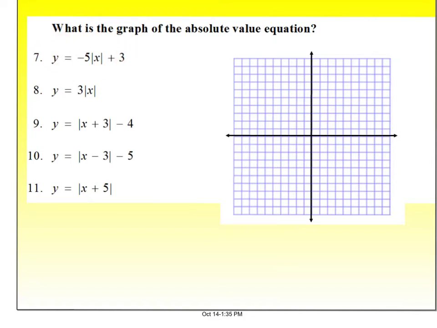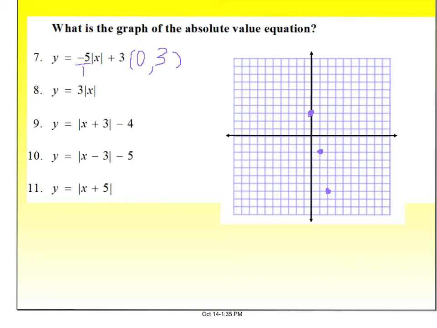I look and first identify my vertex. Let's start with purple. So I have my vertex. My vertex is going to be 0, 3, because there's nothing inside with my x. So 0, 3. There's my point. Now what I'm going to use next is my slope, which is -5, or -5/1. So from my vertex, I go down 1, 2, 3, 4, 5, and I put a point. Again, down 1, 2, 3, 4, 5, and I put a point.